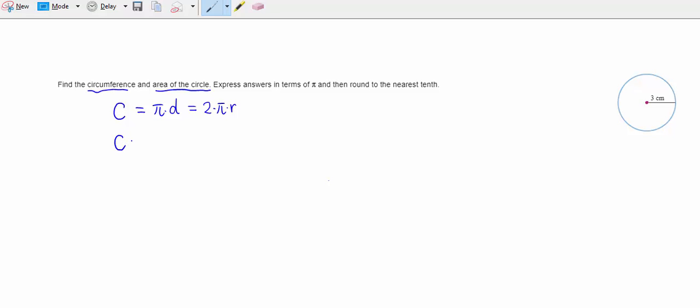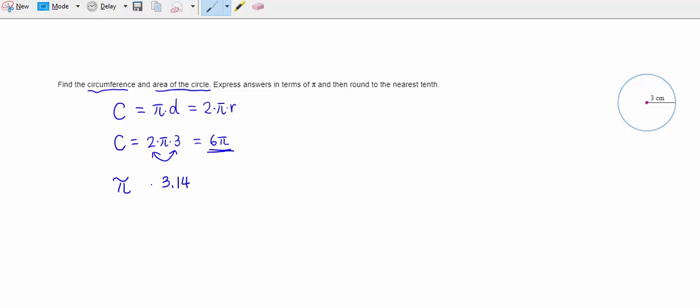So plug in 3 into our formula, we have C equals 2 times pi times 3. And multiply 2 and 3 together, then we have 6 pi. So if we want to express the answer in terms of pi, then this is it. The symbol pi in the calculation above represents an irrational number with infinitely many decimals, which means we cannot write it down. But if we keep only 2 decimal places, then it is 3.14.